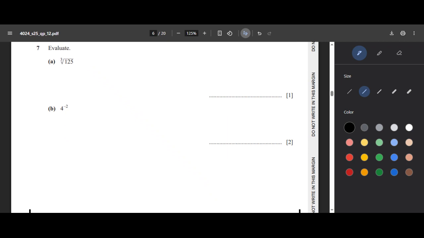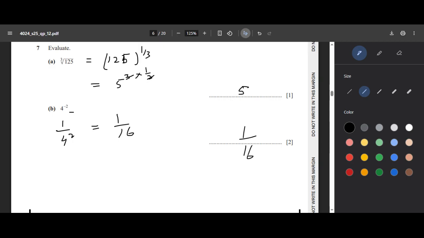Now question 7, evaluate cube root of 125. You can write this as the power of 1 by 3. If there is no number here, you can write the power 1 by 2. So 125 whole power 1 by 3, you will get 5 power 3 multiplied by 1 by 3. The 3 cancelled. Your answer is 5 here. Similarly here, 1 over 4 power 2, you will get 1 over 16. Your answer is 1 over 16.